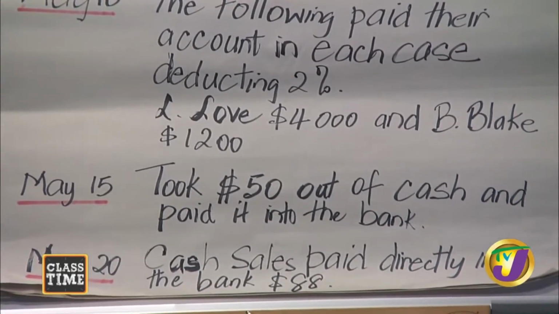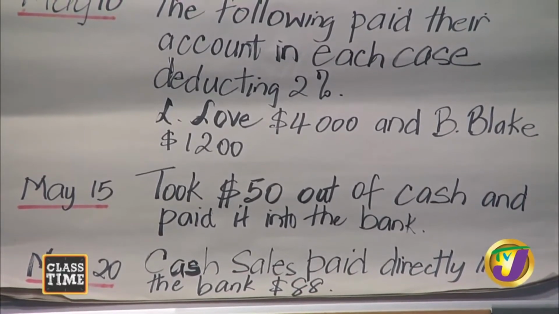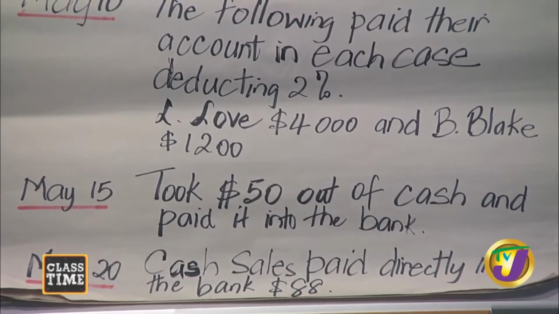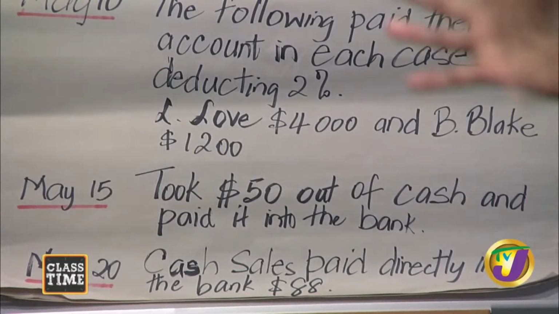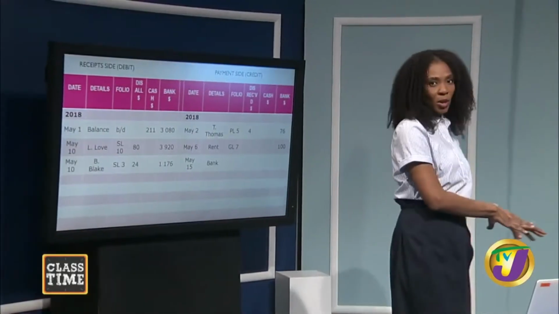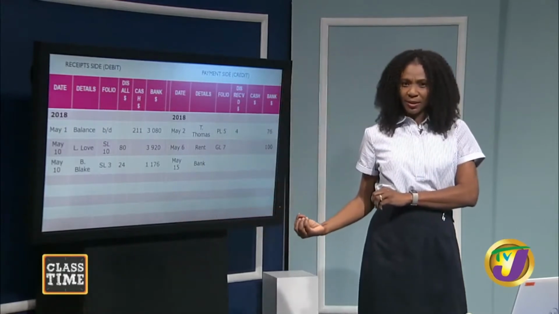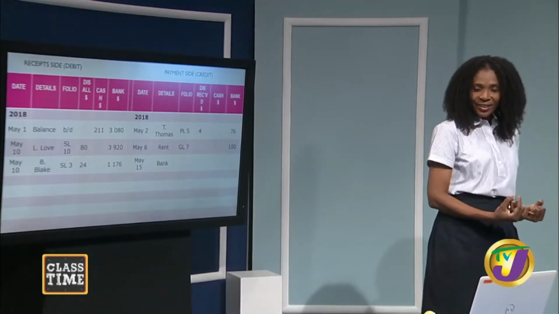On May 15, a very interesting transaction took place. Now, it says that we took $50 out of the cash and paid it into the bank. We take $50 from somewhere and put it somewhere. It simply means that where we take it from will no longer have it, and where we put it is now going to receive it.